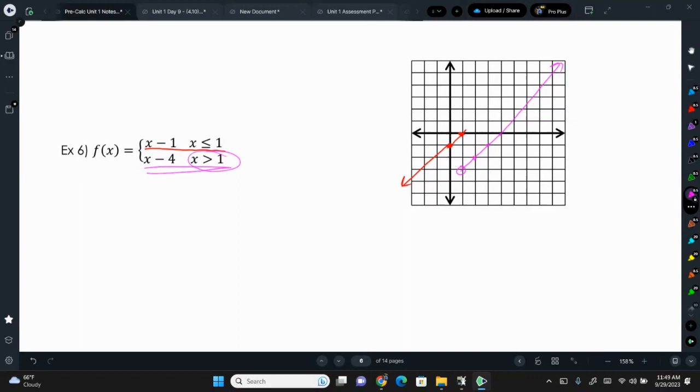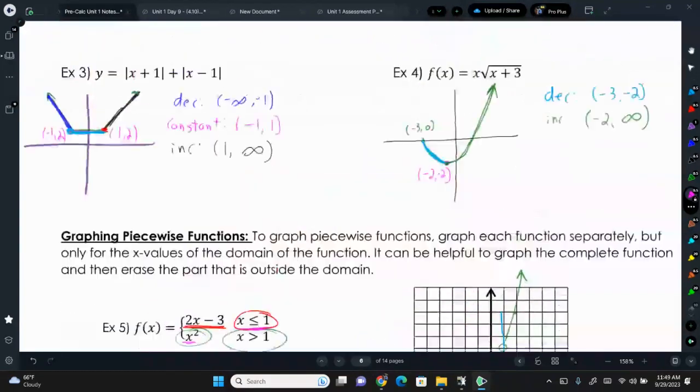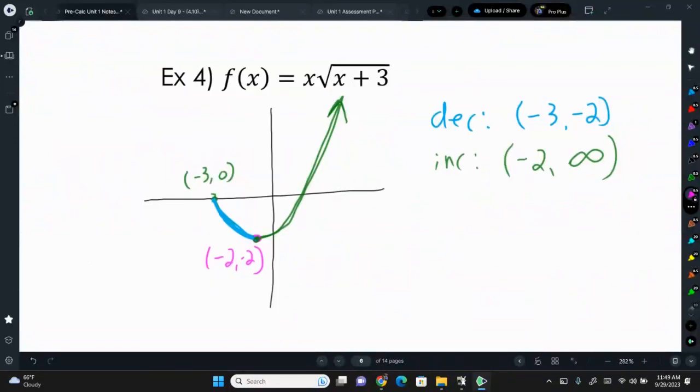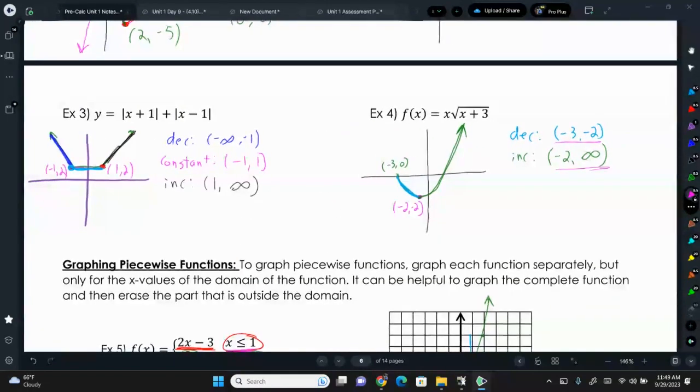All right, so that's it for this video. The main idea was to really be able to look at a graph and tell when is the graph, and if I say when, 99% of the time we're talking about x values. So when is a graph increasing, when is a graph decreasing, or when is it constant? Like here, our graph was decreasing when x was going from negative 3 to negative 2, and then our graph was increasing from negative 2 to positive infinity. That is the main idea that we're trying to get across here.